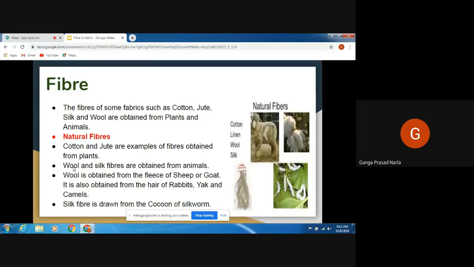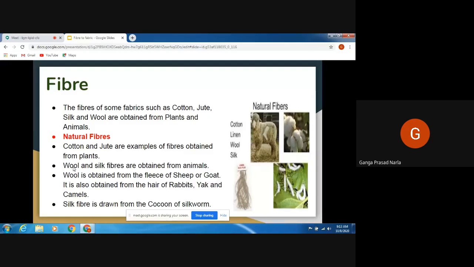Now, what are the examples of fibers which we are getting from animals? What are the fibers we are getting from animals? Very good. Wool and silk, right? So we get wool and silk fibers from animals. So these all are natural fibers.